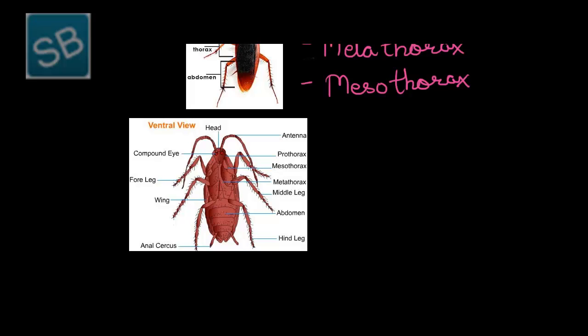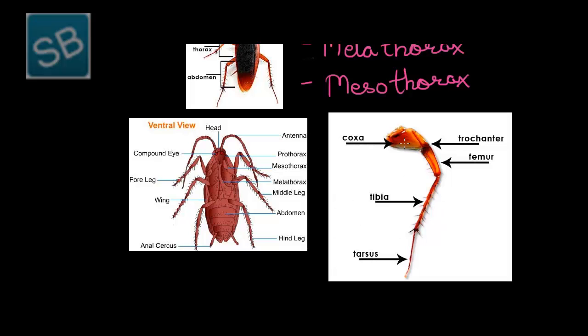Such a walking leg is made up of basically 5 segments. The first segment is known as coxa, second trochanter, third femur, fourth tibia, followed by tarsus.